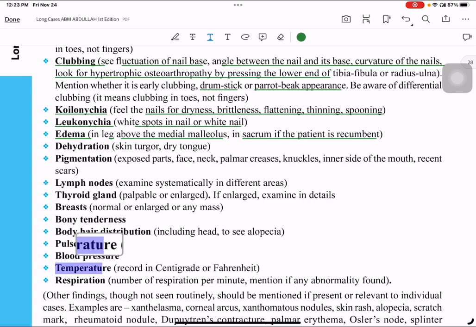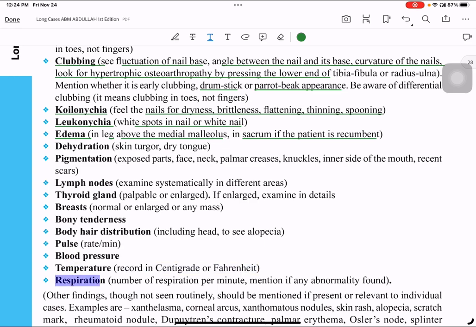Then we must record the temperature. The patient may be febrile, so maybe it is high grade or low grade, continuous, intermittent or remittent. Recording the temperature is very important before coming to a diagnosis in the case of a fever patient. So temperature record is very important. Without a record of the temperature, the history taking will not be complete.